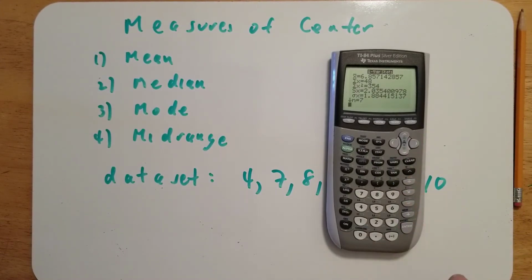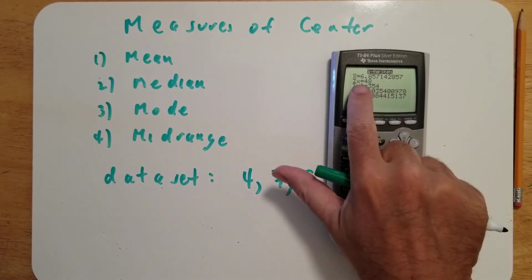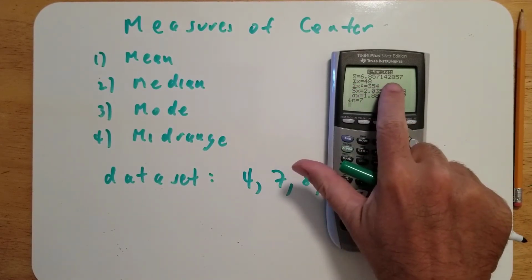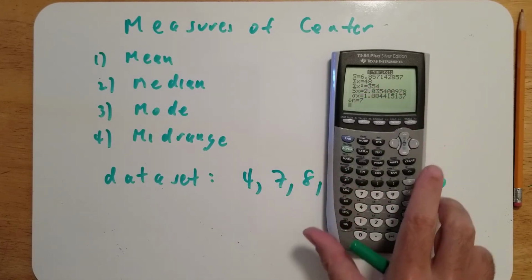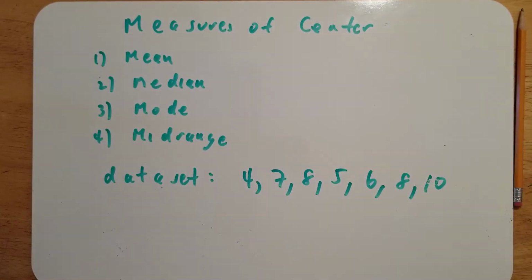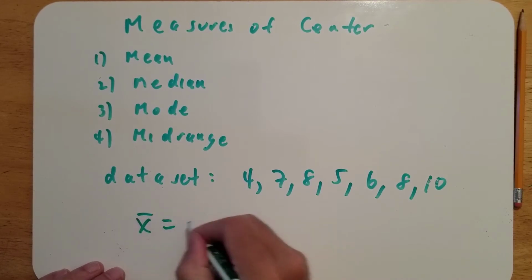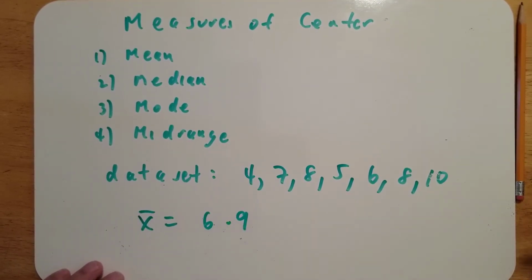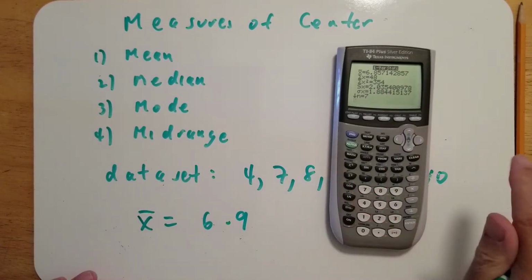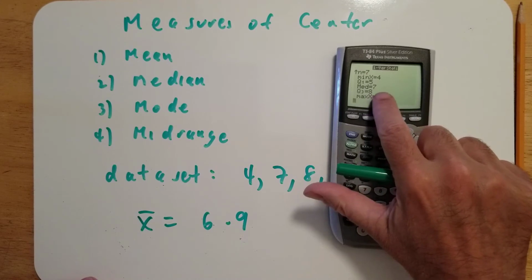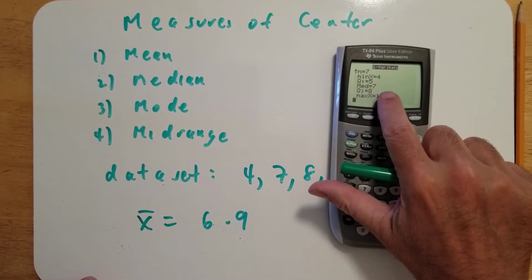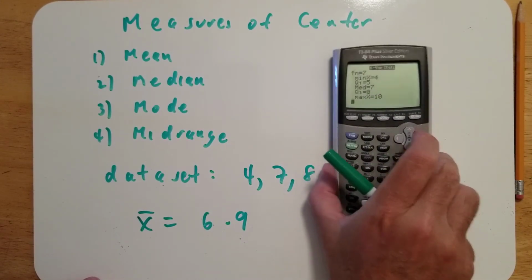it spits out a bunch of numbers. Now for us right now, you see this x bar here? That's the mean, and if we round it off to one decimal place, x bar is 6.9. If I arrow down a little bit more, it gives some more information. You see this Med equals 7. That's the median. So the median is 7.